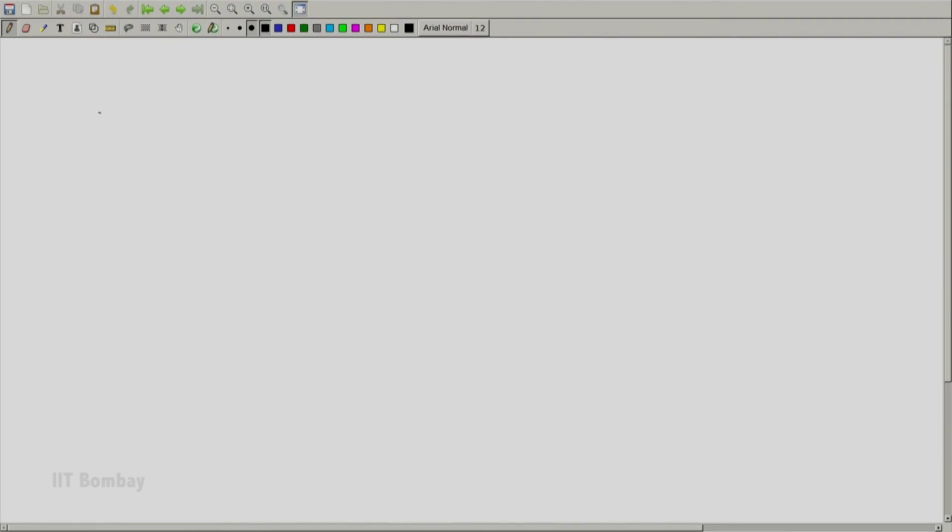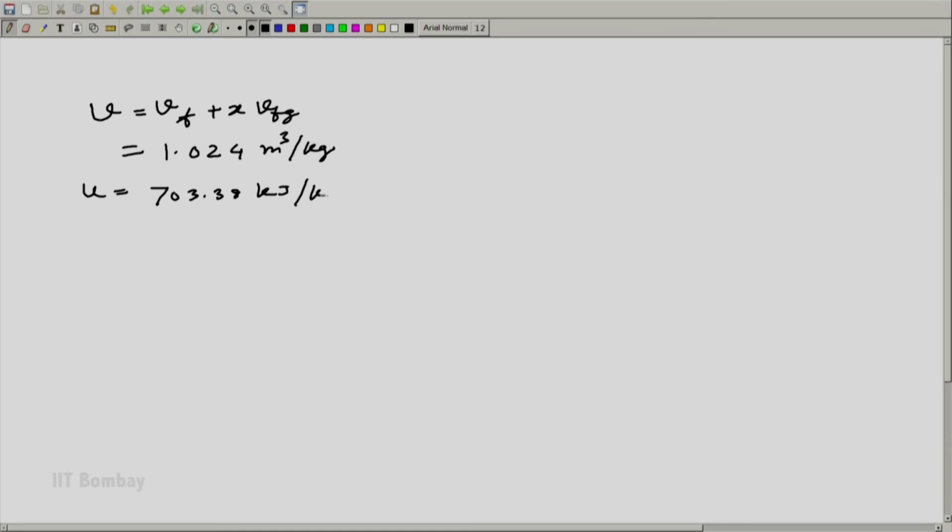Okay, let us go to the next page. So I get V is equal to Vf plus X times Vfg. If I put these values, I will get 1.024 meter cube per kg. I get U is equal to 703.38 kilojoule per kg, and I will get S is equal to 2.24 kilojoule per kg Kelvin.